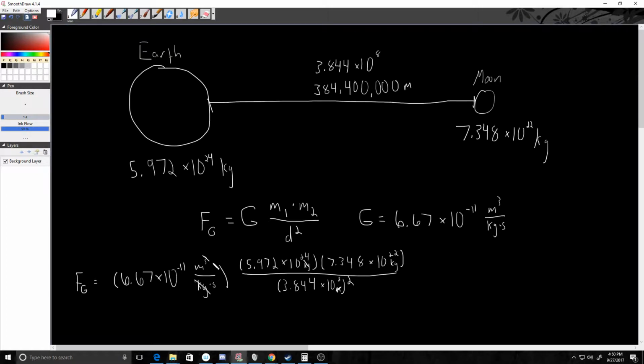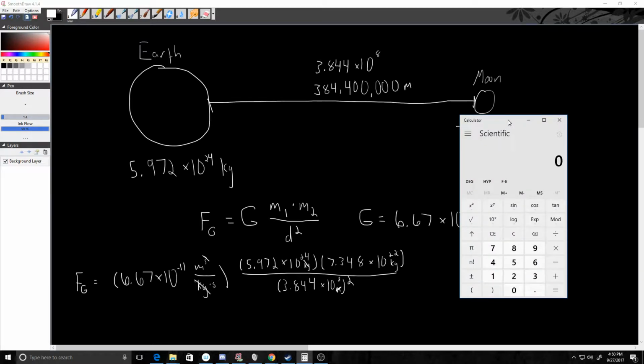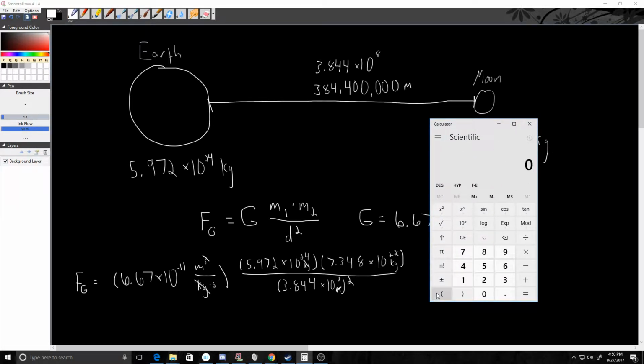All right. Let's go through and figure this out now. I'm going to bring up my calculator. Oh, let's see how well I do with this. Okay. Parentheses, 6.67 times 10 raised to the negative 11, closing parentheses. Good so far.